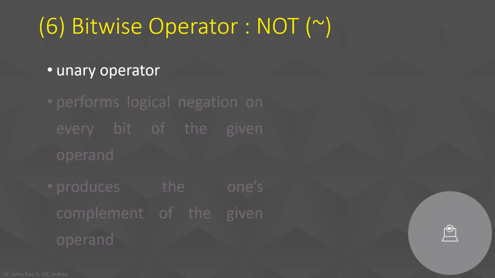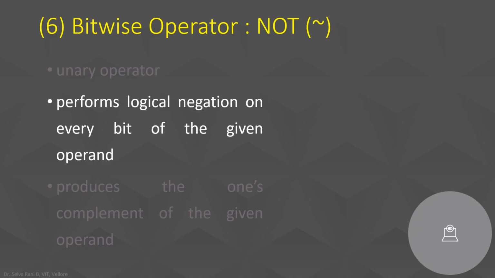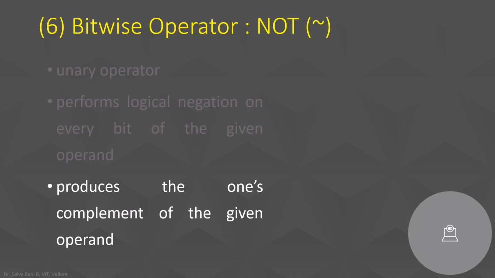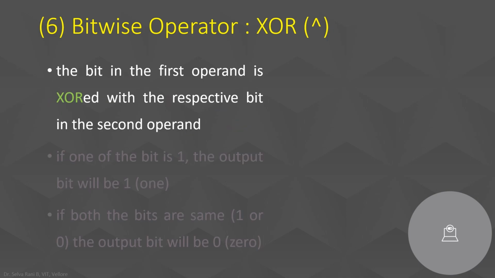Let's take the bitwise operator NOT, and it's a unary operator. So the syntax is operator followed by operand. It performs logical negation on every bit of the given operand. So it produces the ones' complement of the given operand. It means the zeros will be converted into 1 and ones will be converted into 0.